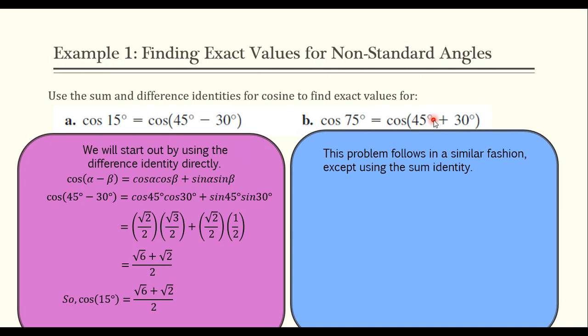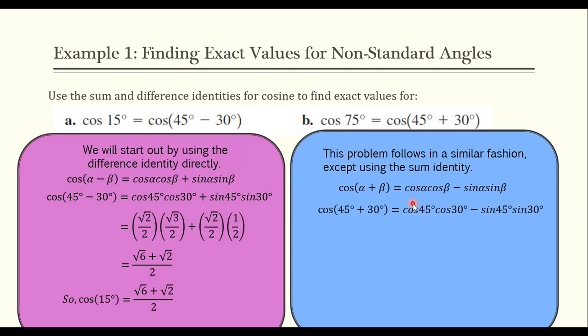It's going to be almost exactly the same, but I'm going to use the cosine sum identity in order to solve this guy, because this is a sum, right? I used a difference identity here because I had a difference. I have a sum here. I'm going to use the sum identity. So the sum identity is cosine of alpha plus beta equals cosine alpha cosine beta minus sine alpha sine beta, right? Simple enough. I know my alpha is going to be 45 degrees, my beta is going to be 30, and I'm going to plug it right on in here.